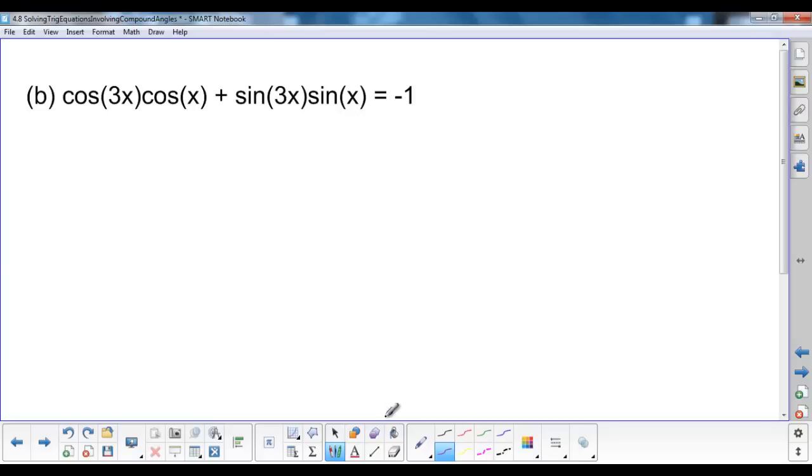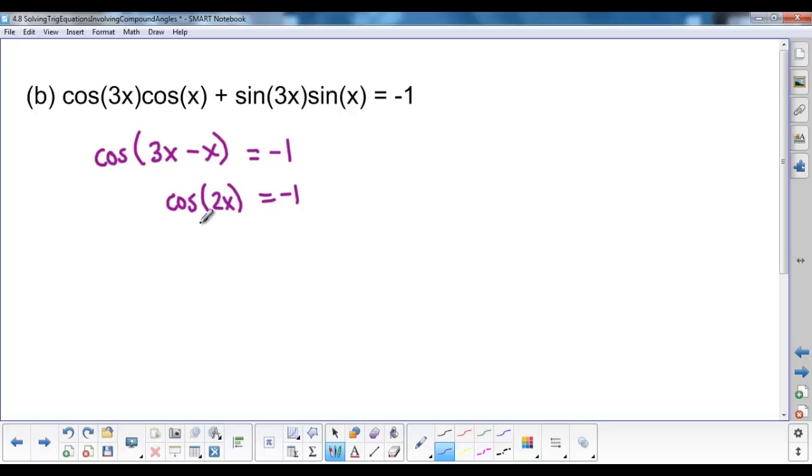So looking at this, I see that on the left side here, that does look like the expansion for the difference identity for cosine. So I'll write that out. And we can simplify that further and say that this is cos 2x equaling -1.